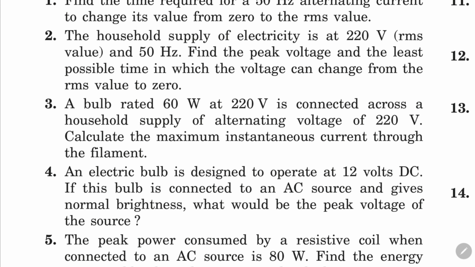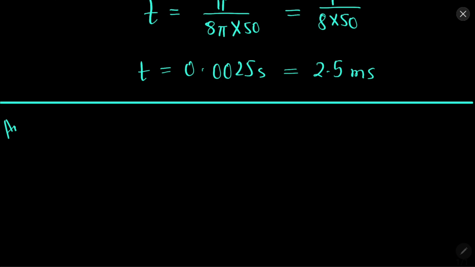In question 2, the household supply for electricity is 220 volt. This is the RMS value, and 50 Hz. We need to find peak voltage and least possible time in which the voltage can change from RMS value to 0. So this is the second one. So RMS value of voltage is 220 volt. Frequency is 50 Hz.